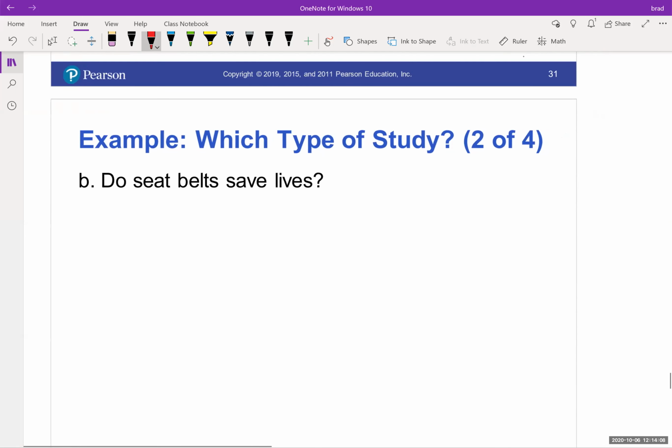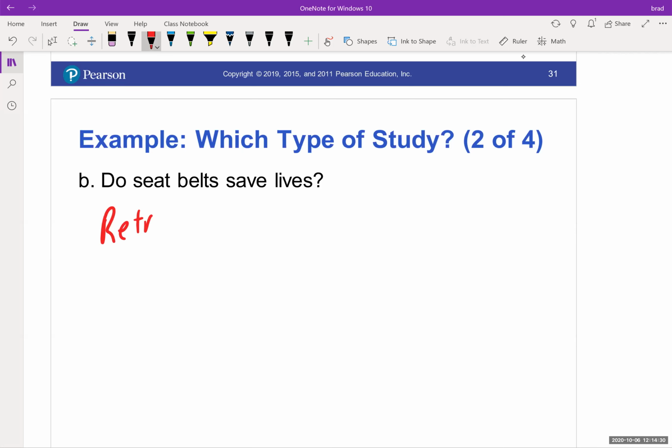Okay. Do seatbelts save lives? So it's kind of hard to do an experiment with this one because you'd basically be saying, hey, some people get in a car accident and wear their seatbelt, and then some people get in a car accident and don't wear their seatbelt. So we kind of can't do that. So we would have to do a retrospective study.